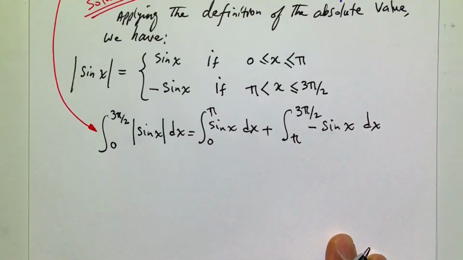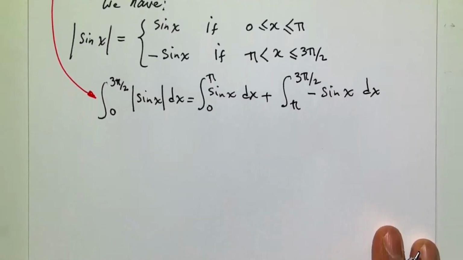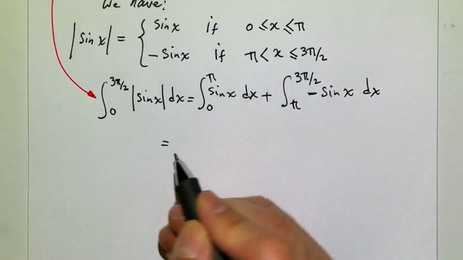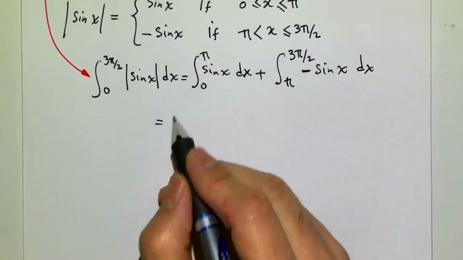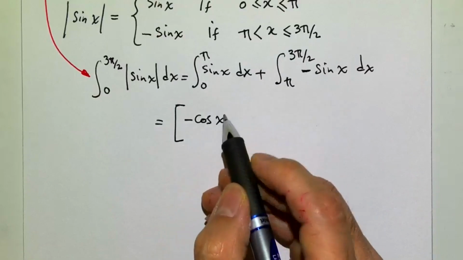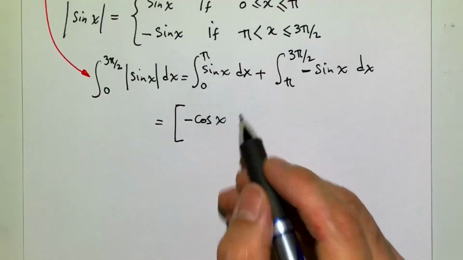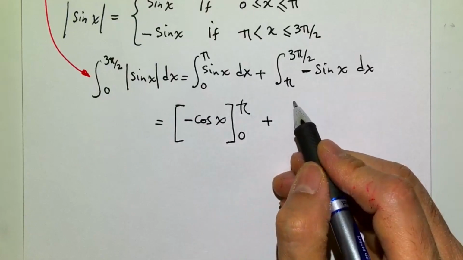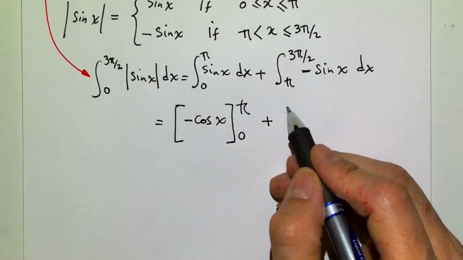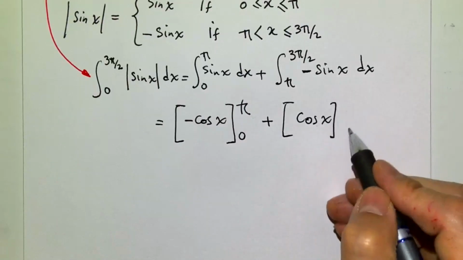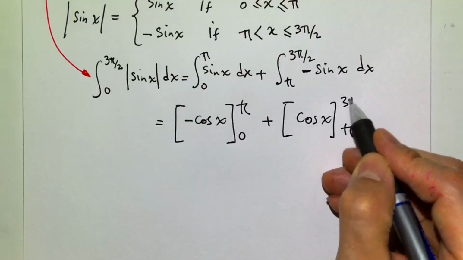Okay? All right, so like that. All right, so now we can integrate. Integral of this would be minus cosine of x, because it's going to give us positive sine of x, from 0 to pi, plus cosine of x as the antiderivative going from pi to 3 pi over 2.